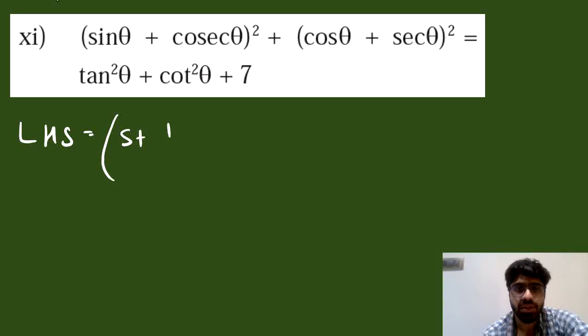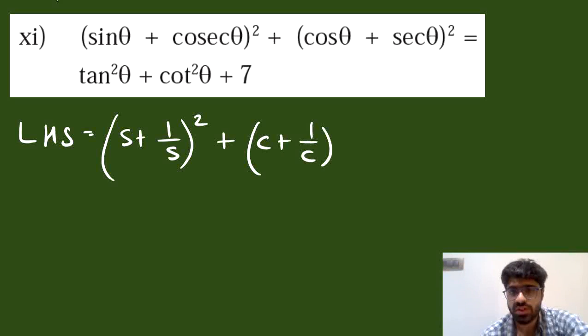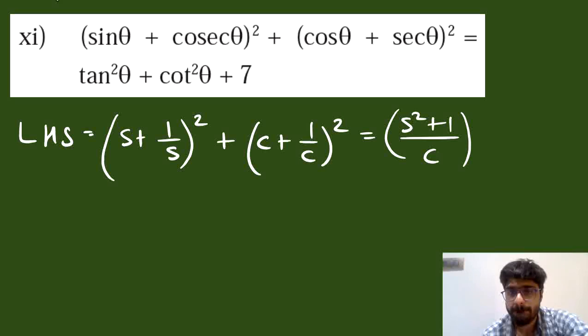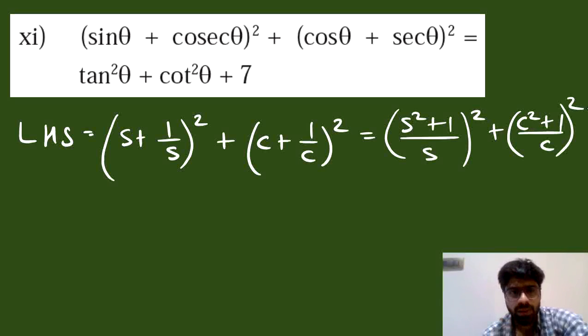It is (sin θ + cosec θ)², where cosec θ is 1 upon sin θ, plus (cos θ + 1 upon cos θ)². Okay, so if we club the two terms here, that would be (sin² θ + 1) upon sin θ, the whole square, plus (cos² θ + 1) upon cos θ, the whole square.